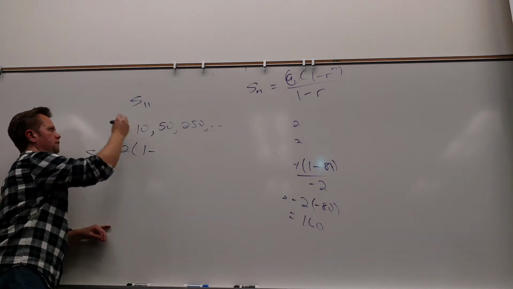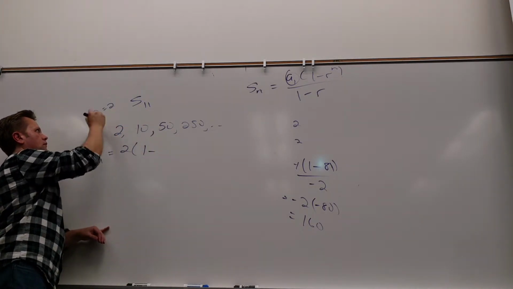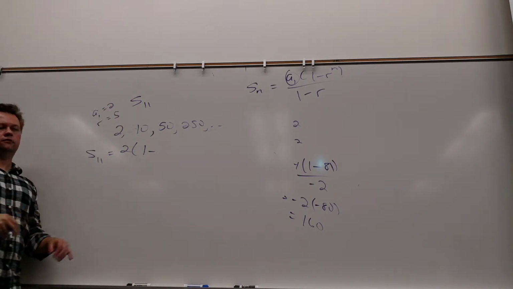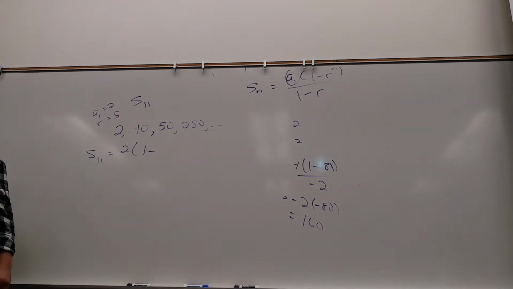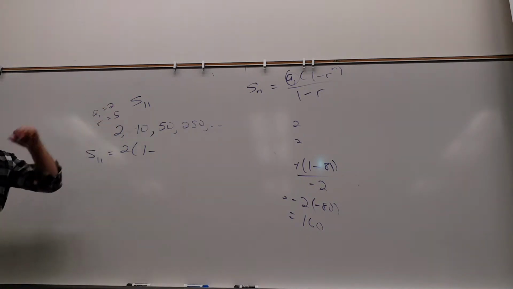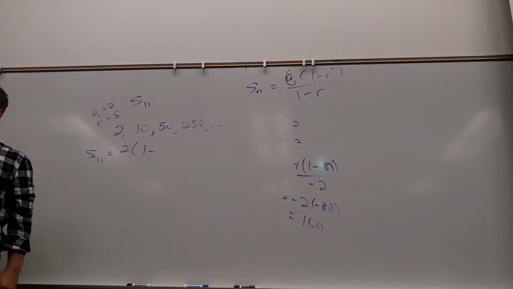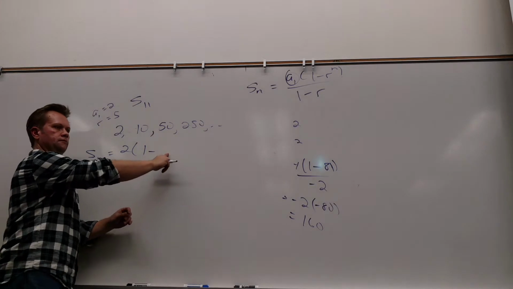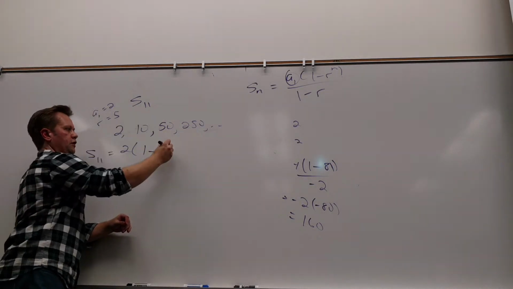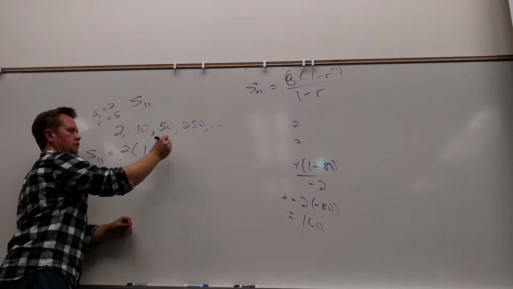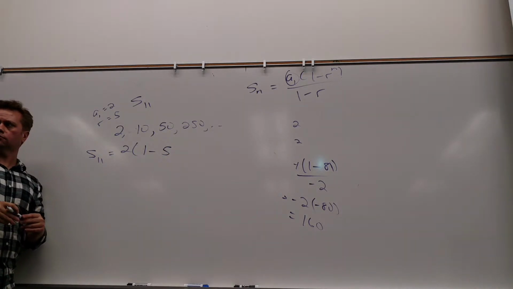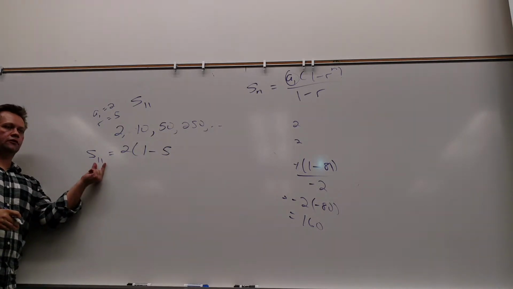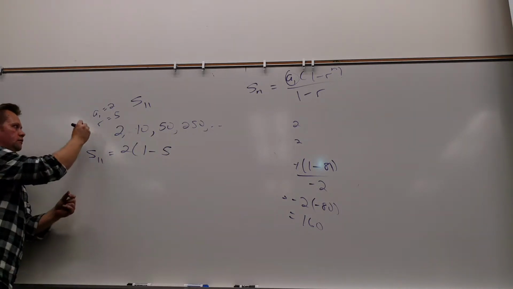What's r here? 5. I like it. See, that's a 5. It's got a flat top. That's a 5. So it'll be 1 minus what? 5 to the... 4. No. Which one do I want? The sum of the first 11. So n is 11.